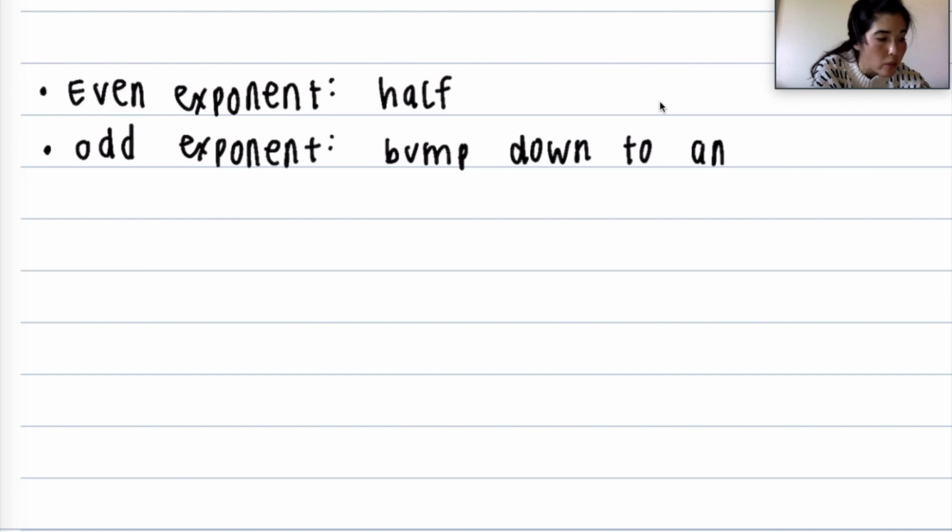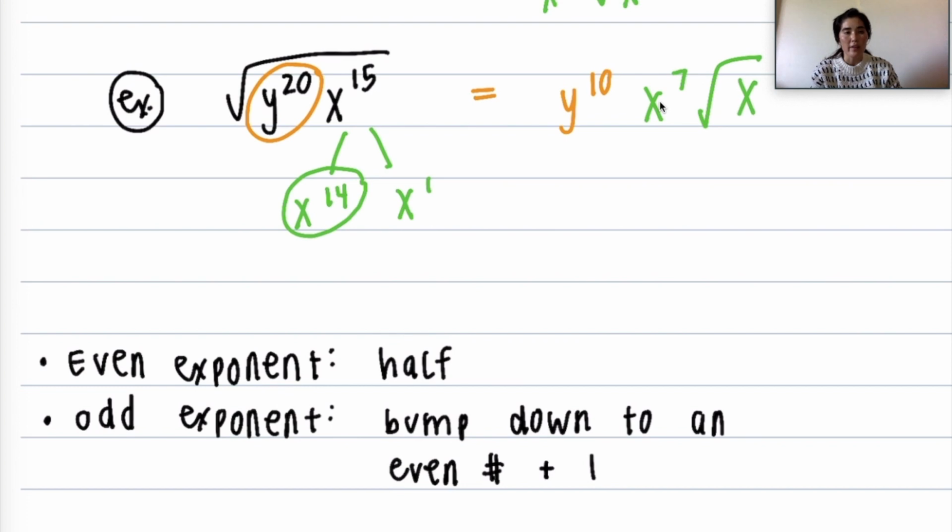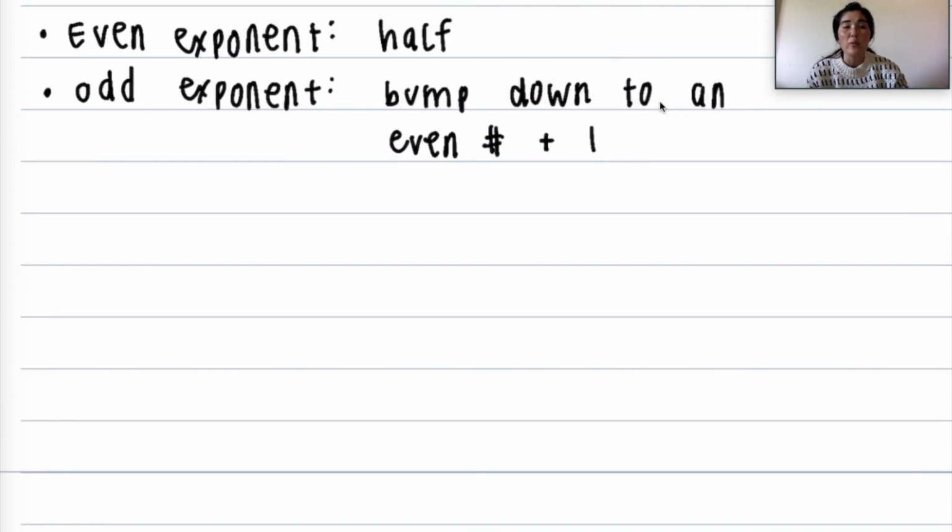So bump it down to an even number, and then plus 1, just like we saw with our x's right there. Okay, so I'm going to give you guys an example to try. It will have both a number to simplify and some variables to simplify. Here is your problem.